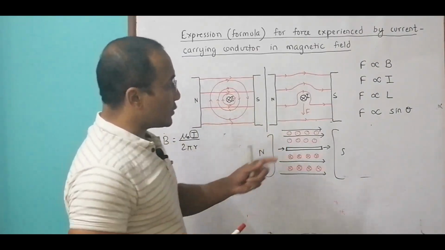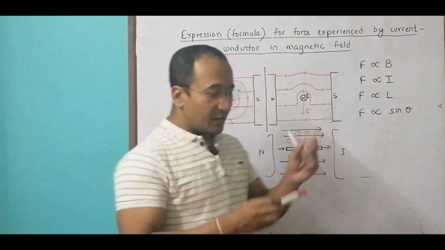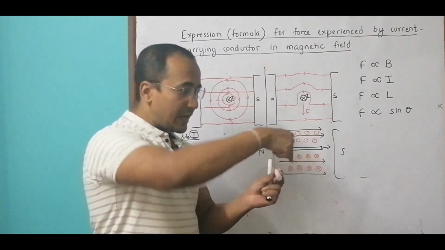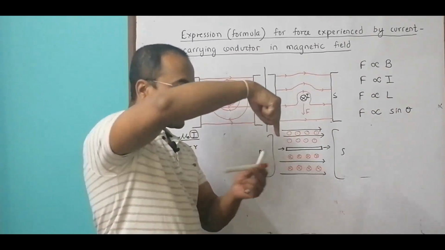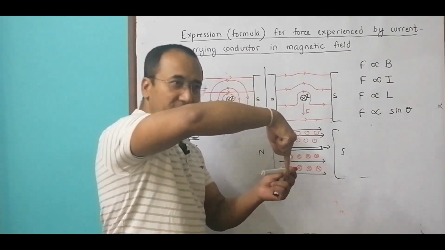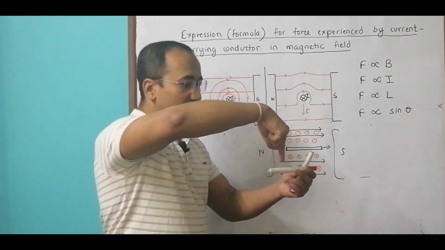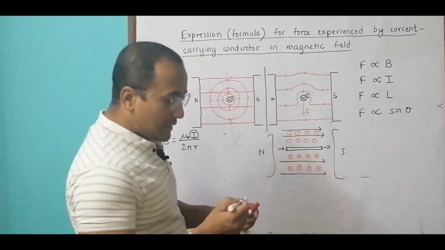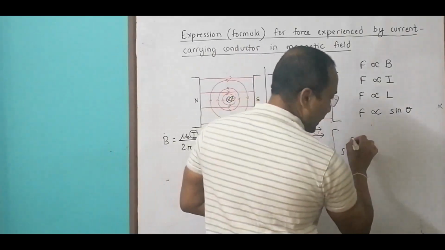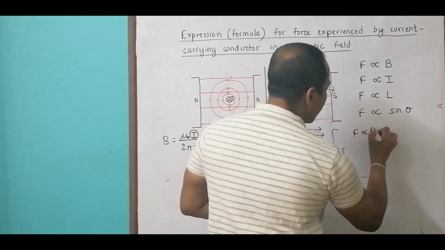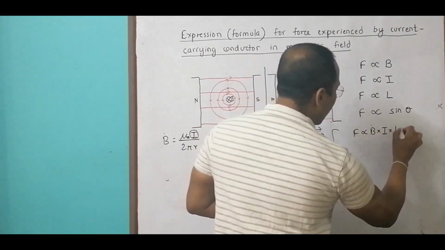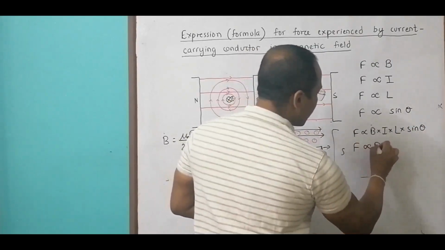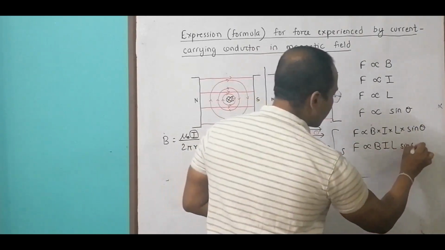That is possible only when it depends on the sine of the angle between the conductor and the magnetic field. So the angle forms here: conductor here, magnetic field here. The angle forms somewhere here. So that's why it depends on sine theta. When I combine them overall, F is proportional to B into I into L into sine of theta.